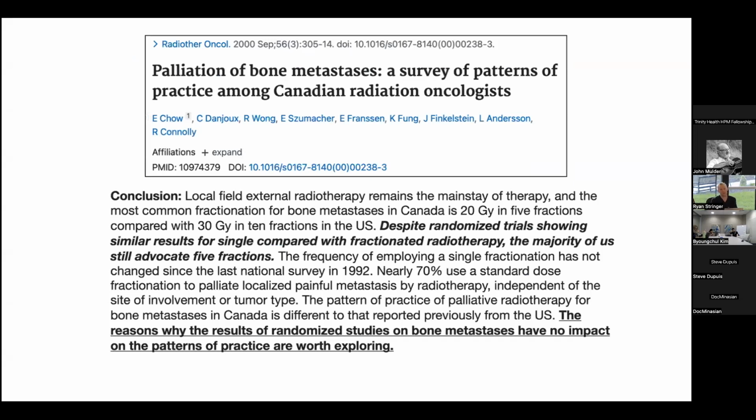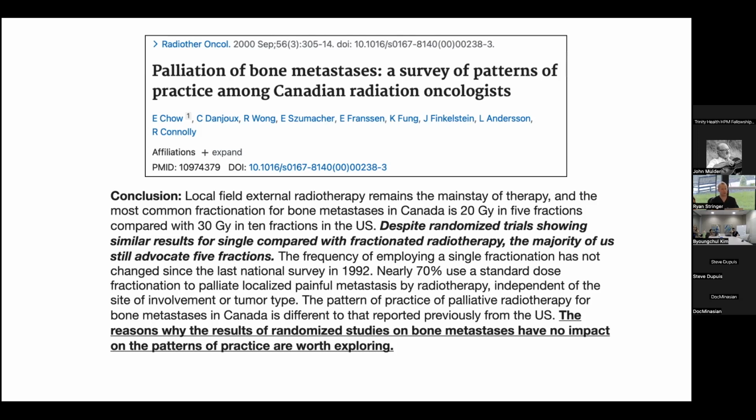So this discussion extends beyond the United States, and the study looking at Canadian radiation oncologists mentioned that despite randomized trials showing similar results for single compared to multi-fractionated radiotherapy, the majority of radiation oncologists still advocate for 5 fractions. There's a difference between the US and Canada. They were kind of on a 5-fraction regimen, whereas the US was a lot more, but even so, they acknowledged, interestingly, the reasons why the results of randomized studies on bone mets have no impact on the patterns of practice are worth exploring, which I would agree.